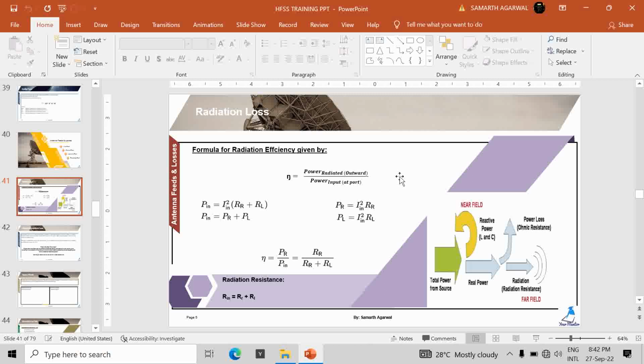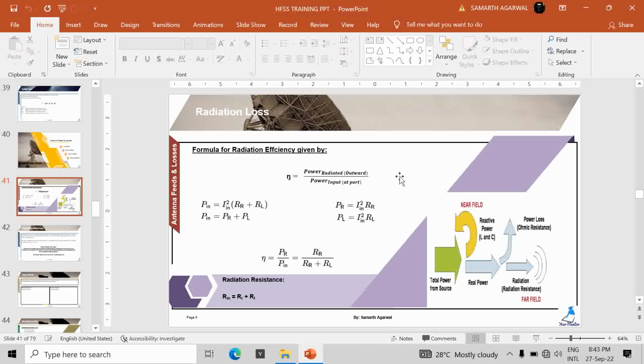The formula for the radiation efficiency we all know: eta is equal to the power radiated, which is emitted outward, divided by the power input at the port. We know P equals VI and P equals I squared R. I squared R is the dissipation loss. So input power P_in equals I_in squared multiplied by R, where R here is the load resistance plus the radiation resistance.